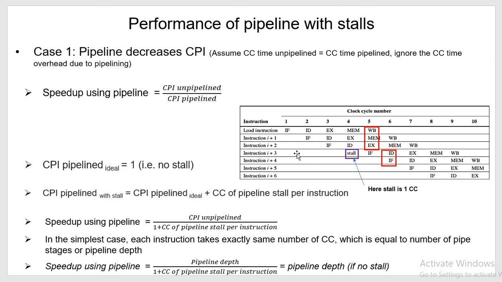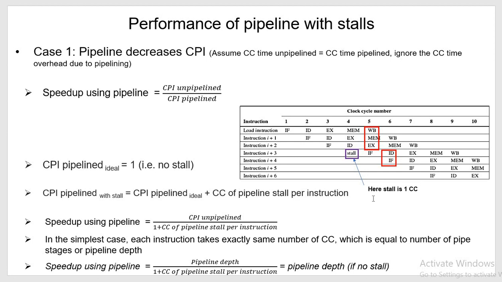Let's suppose now we will look at instruction number I plus 3, in which one stall was introduced, and that stall was of 1 clock cycle. Due to the introduction of this stall within the sequence, the I plus 3 instruction will be delayed by 1 cycle. If there is no other stall or hazard, it will be completed after the 9th cycle. Actually, the expected completion time of this instruction was the 8th cycle, but due to this stall, it will be completed after the 9th.